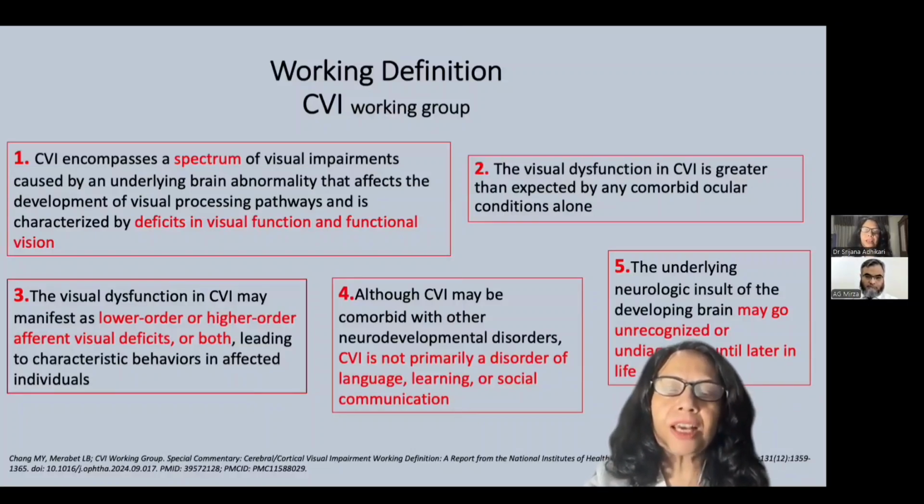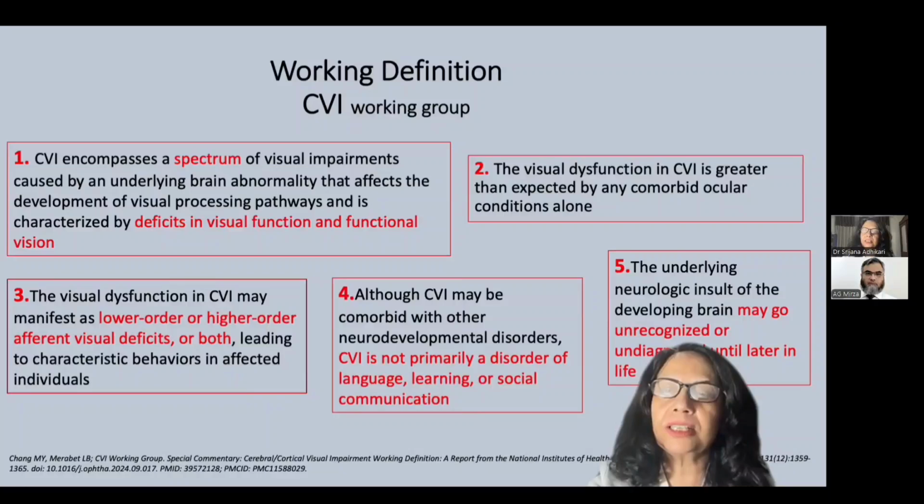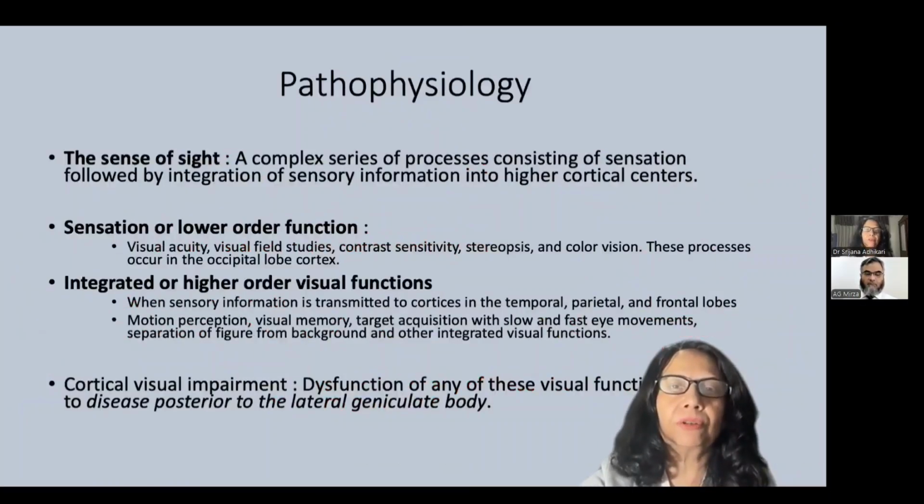Although CVI may be comorbid with other neurodevelopmental disorders, CVI is not primarily a disorder of language, learning, or social communication. And the underlying neurological insults of the developing brain may go unrecognized or undiagnosed until later in life. That can also be possible. So these are the working definitions devised by the CVI working group.